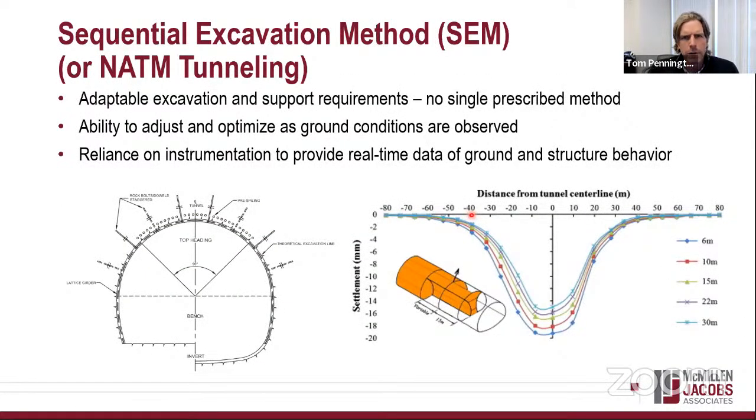So just some background concepts on SEM tunneling, also called NATM tunneling, or the New Austrian Tunneling Method. It's interesting in the tunneling world in that it's one of the few methods where we can adjust and adapt on the fly, both in the excavation sequence and also the support requirements. That's a good thing where we're excavating tunnels that have varying geometries and might encounter variable ground conditions, where you may need to adapt the ground support or how you excavate the tunnel to minimize the amount of ground movements that you would experience, and also to protect structures around you.